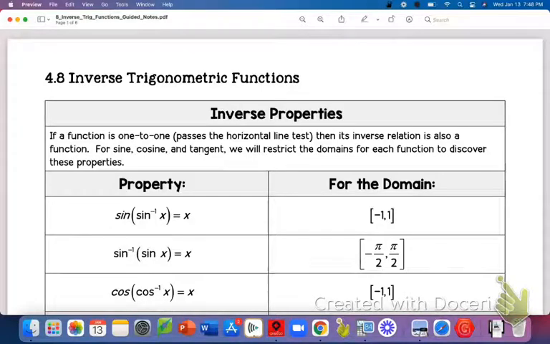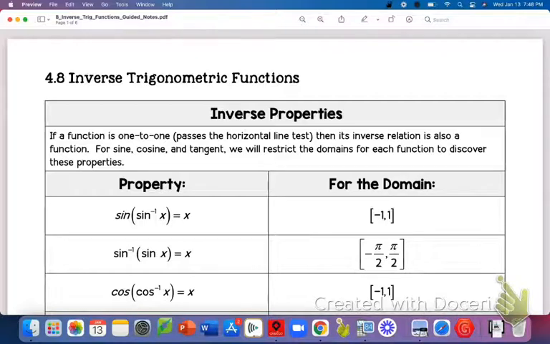Hi everyone, here are your section 4.8 notes, which is getting us into the inverse of trig functions. Now remember that a function is going to be one-to-one if it can pass the horizontal line test. If it does pass the horizontal line test, then its inverse relation will also be a function.